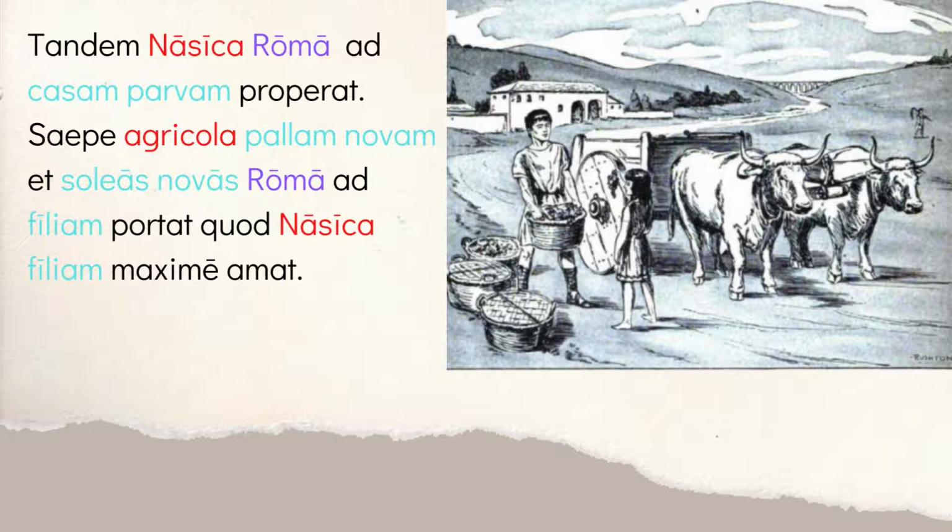Filiam is accusative because you're showing motion toward. He's going to his daughter. So why does he do this? Because, quote, Nasica, the farmer, right, Nasica, amat filiam maxime. He very much loves his daughter. So he brings her new stuff every time he comes back from the city.